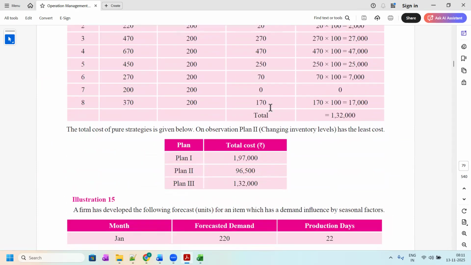As per our understanding, the best method or the best plan we can use is plan B, where the total cost is coming minimal, 96,500. Yes, sir.